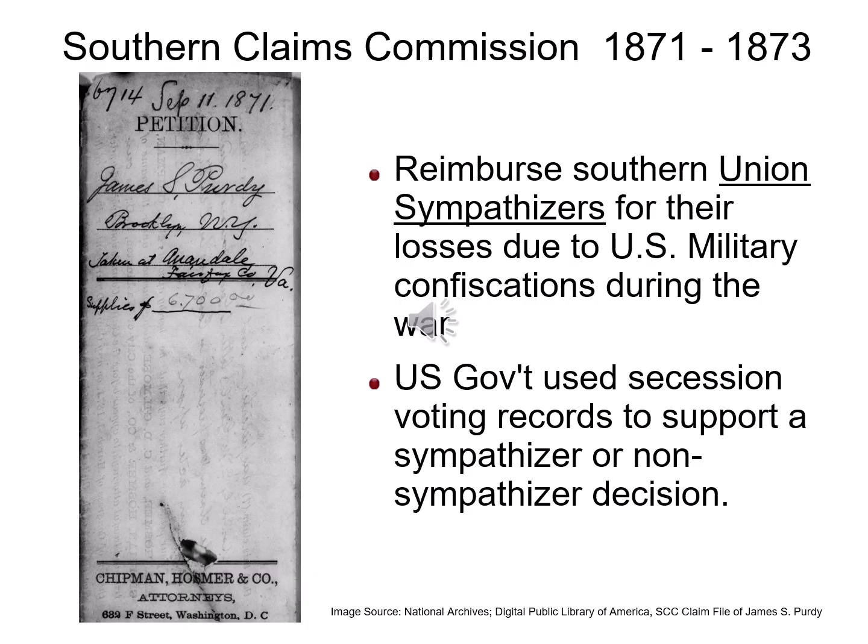6 years after the war, Congress allowed wartime Union sympathizers located in southern states to apply for reimbursement for damages incurred during the war. What you see here on the left is an image of the filing binder for James S. Purdy, who lived in Annandale at the start of the war.